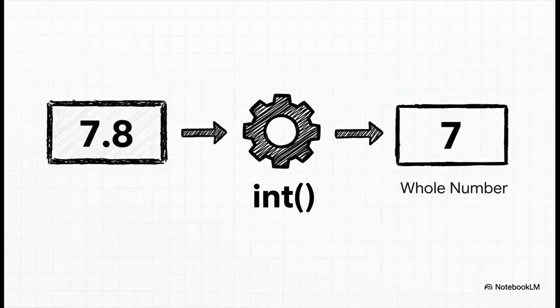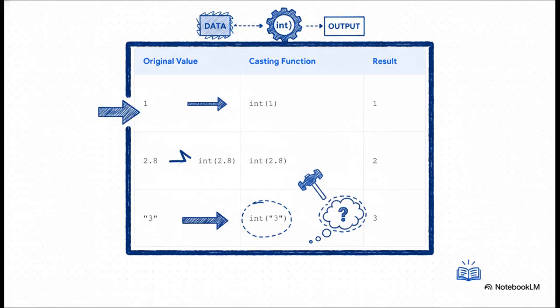So let's kick things off with int. This is your go-to function anytime you need to make sure you're working with a whole number with absolutely no decimal points. Okay, take a look at this table. If you pass the integer 1 into int, well, you get 1 back, no surprise there. If you give it a string that contains a whole number, like 3, it correctly converts it into the number 3. Perfect. But check out that second example. That's where things get really interesting.